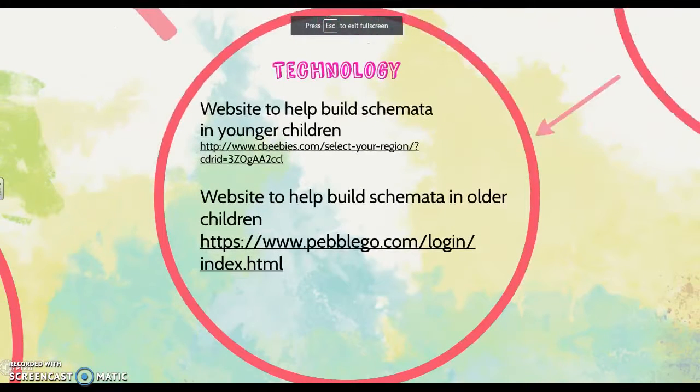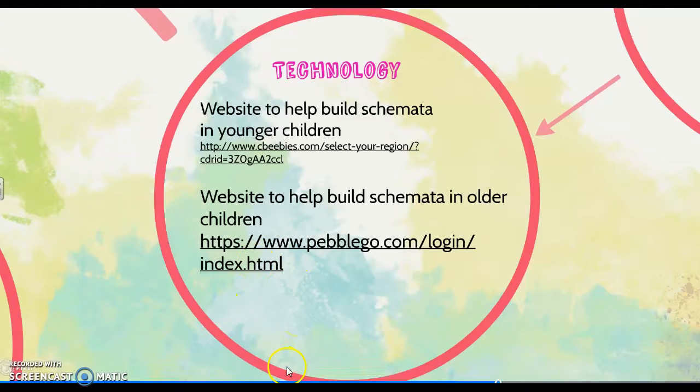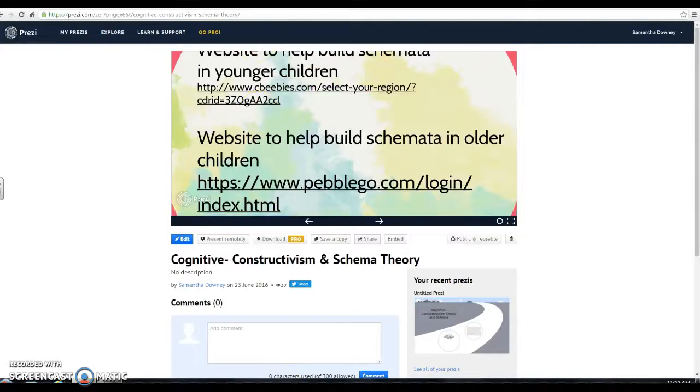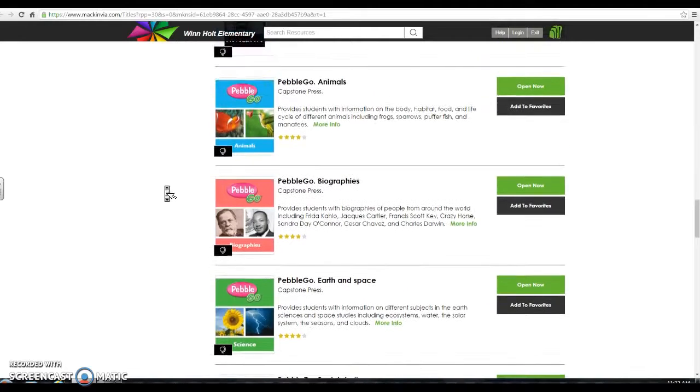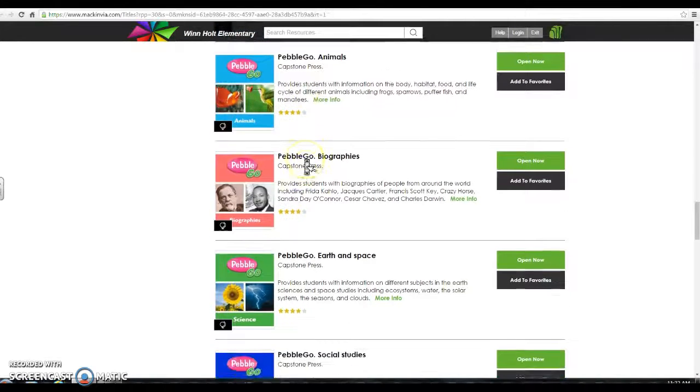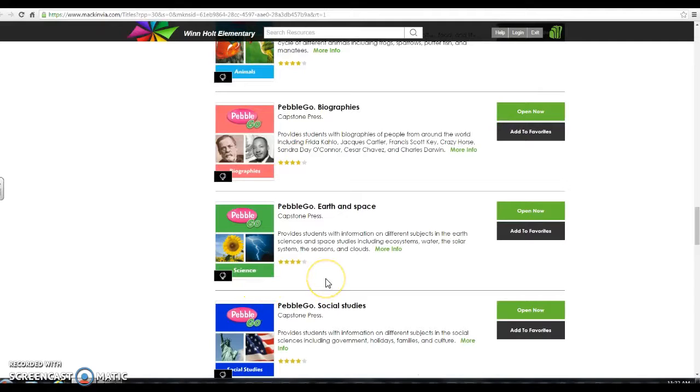The second website I have found is to help build schemata in older children, probably grades 2 through 5. The only downside to this website is it must be purchased. This is purchased for the database for the usage at my school. We can look at animals, biographies, Earth and space, social studies.